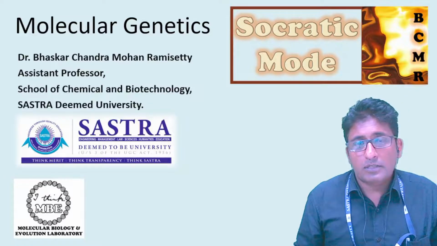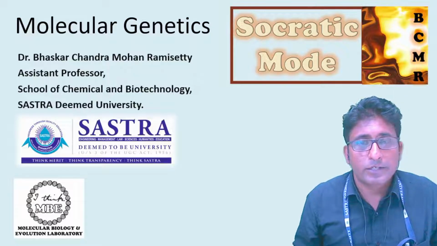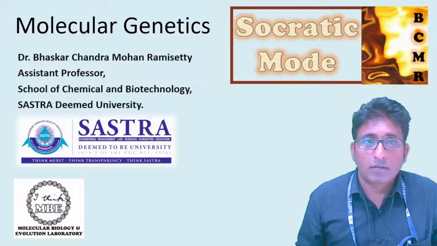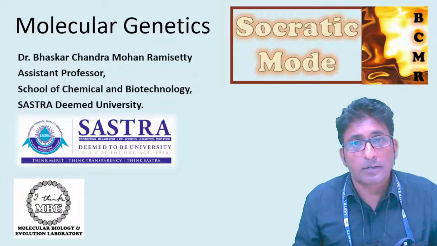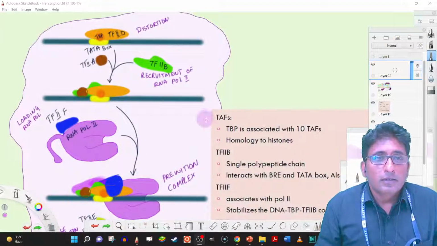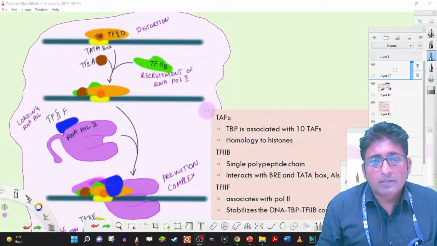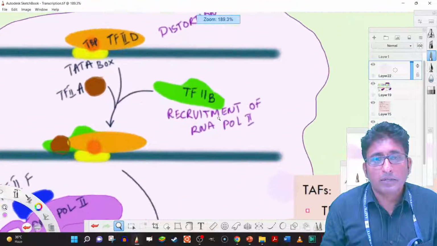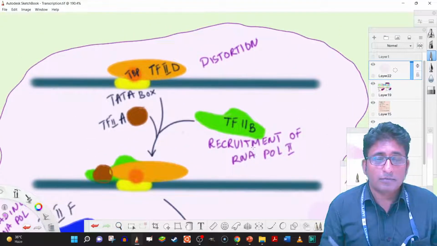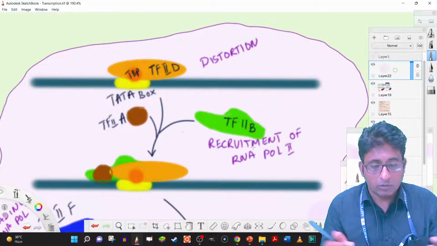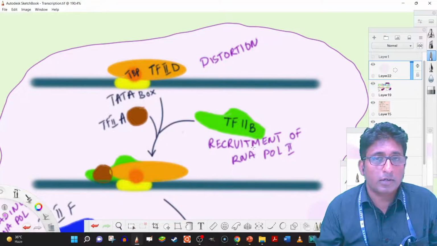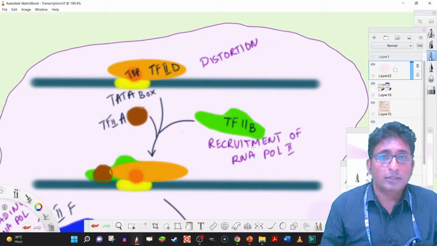Of these, the best understood in terms of transcriptional initiation is that of RNA polymerase 2, and that is what we will try to understand at this time. The first point is that the promoter has several elements, and there are also several corresponding factors that bind to and recognize them. Something like the TATA box.